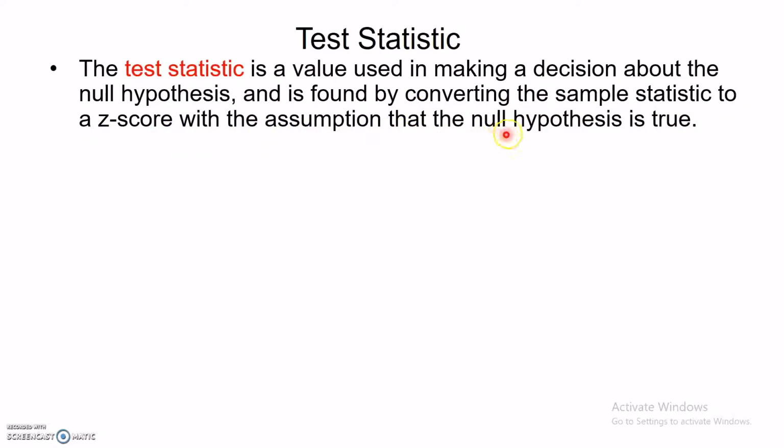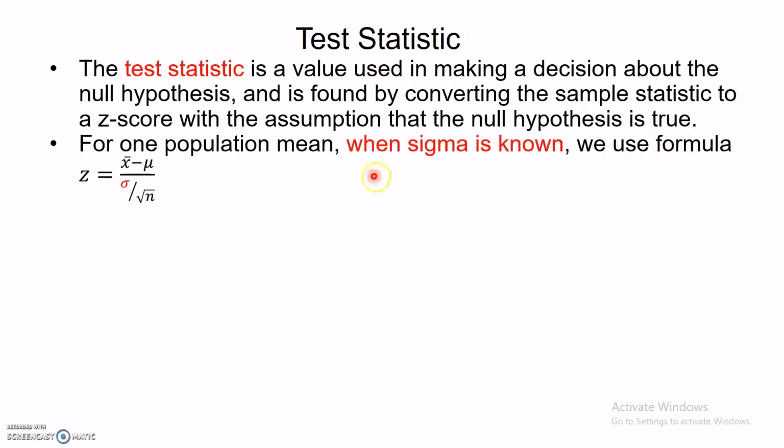with the assumption that the null hypothesis is true, right? And the good thing is that we have a formula for that. And what is the formula for that? It's for the one population mean. When sigma is known, we use this formula. We have already seen this particular formula, right?